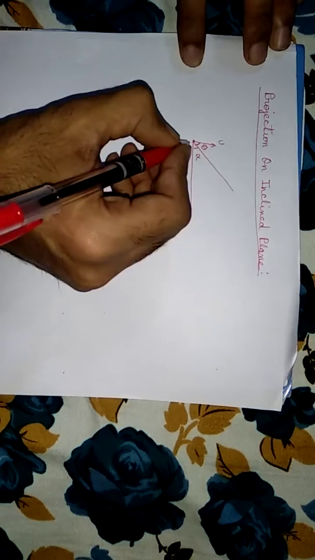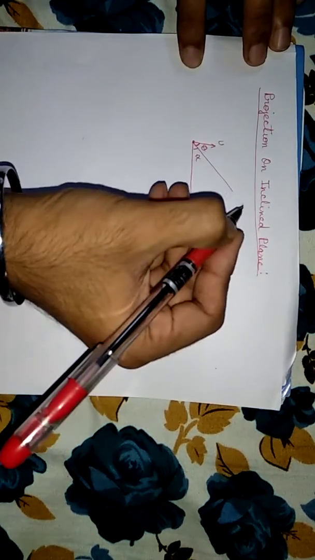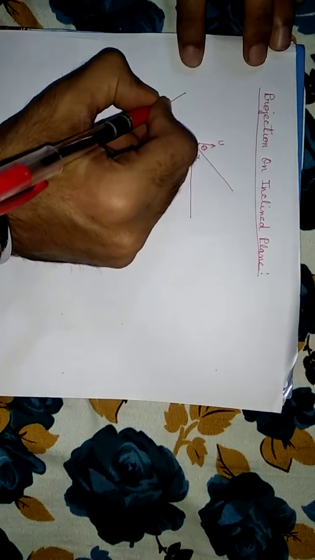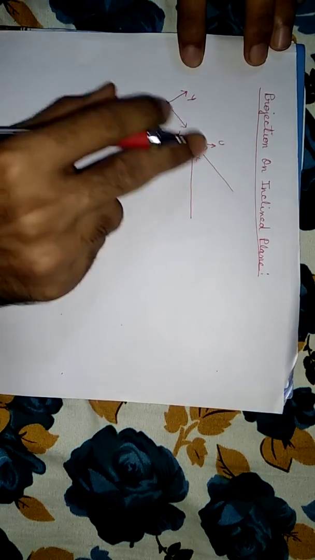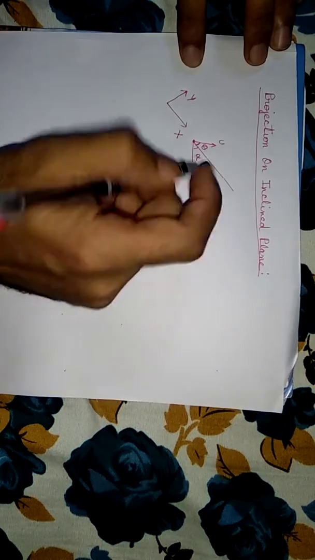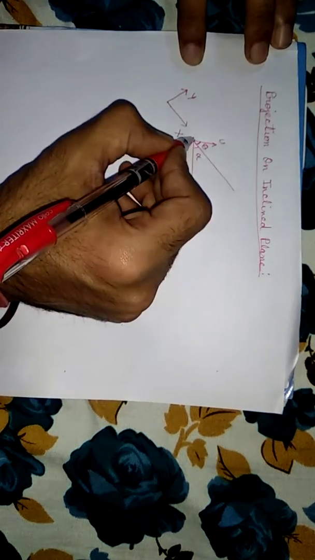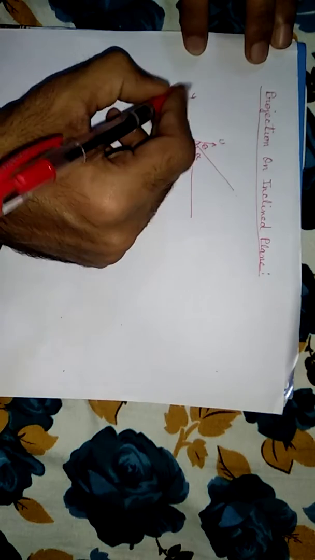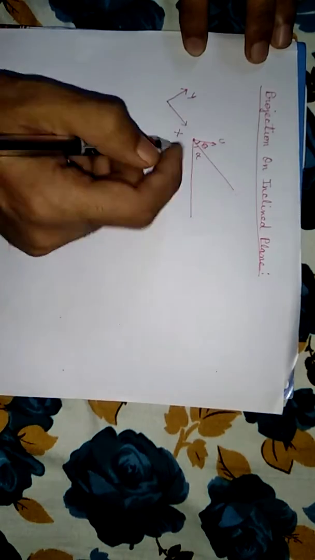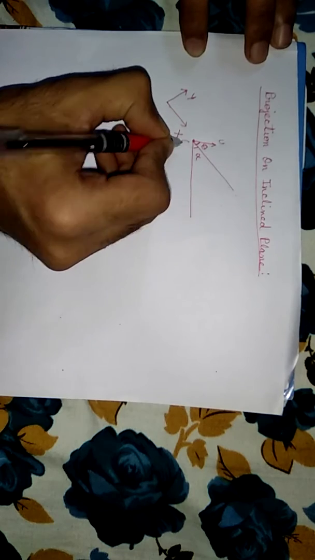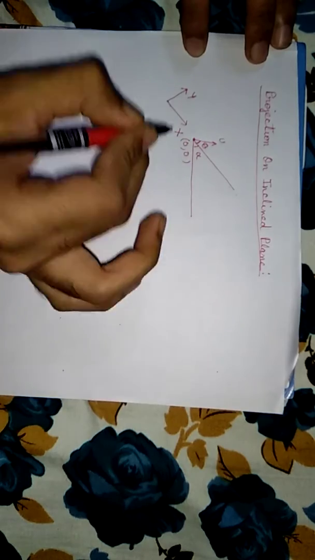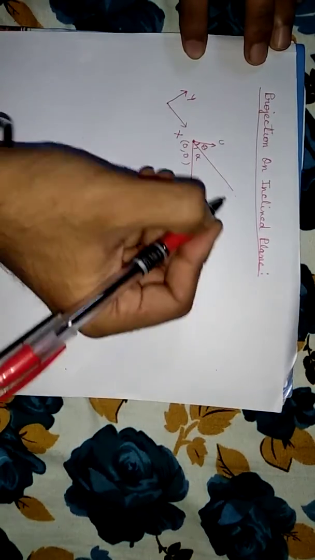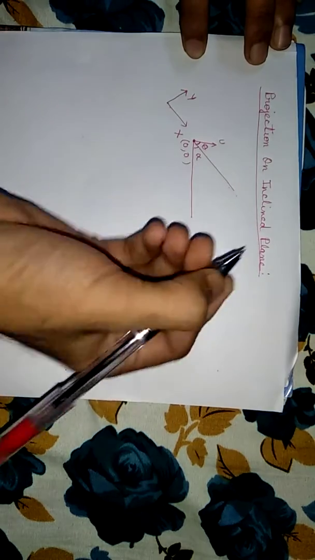Now while solving any problem related to projection on an inclined plane, we define two axes, x-axis and y-axis. In the case of an inclined plane, the x-axis must be taken along the inclined plane and the y-axis must be taken perpendicular to the inclined plane. One more point is that you must take the point of projection as the origin. Now let us proceed and calculate the time of flight.